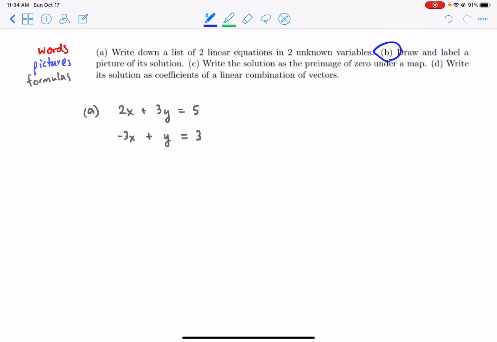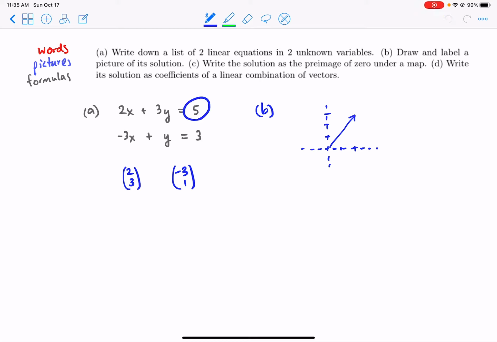Part B, draw and label a picture of its solution, okay? So I'll do part B here. So there's two variables, so we're in two-dimensional space. And let's see, 2, 3 is the first normal vector, and then -3, 1 is the second normal vector, and they're both shifted off the origin. So, I don't know, maybe 2, 3 is like that, but then I have to shift it off the origin some amount, so I'm going to say like this.